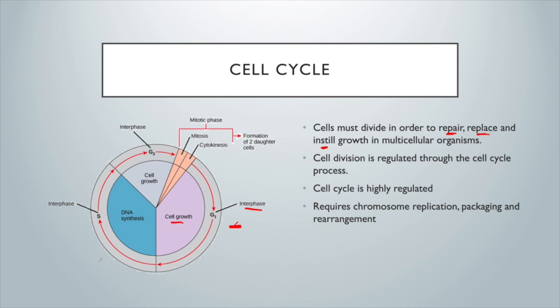From G1, we move into the S phase. The S phase is primarily the replication of our genetic material. DNA is being replicated inside of the nucleus in order to prepare for division. From the S phase, we move into G2.